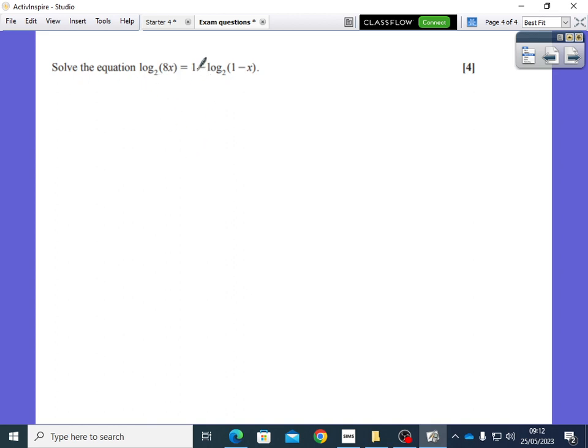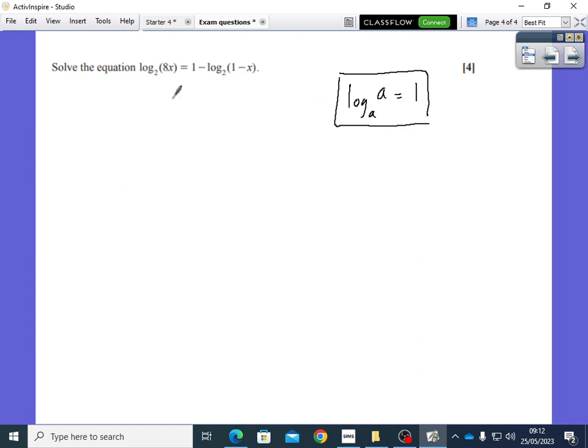Now before we solve it, we've got this 1 which we want to make similar to log to the base 2. You should know that one of the rules of log is if you have log to the base a of a, this is equal to 1, because you're putting it to the power of 1. That's a common rule that you should know in logs.